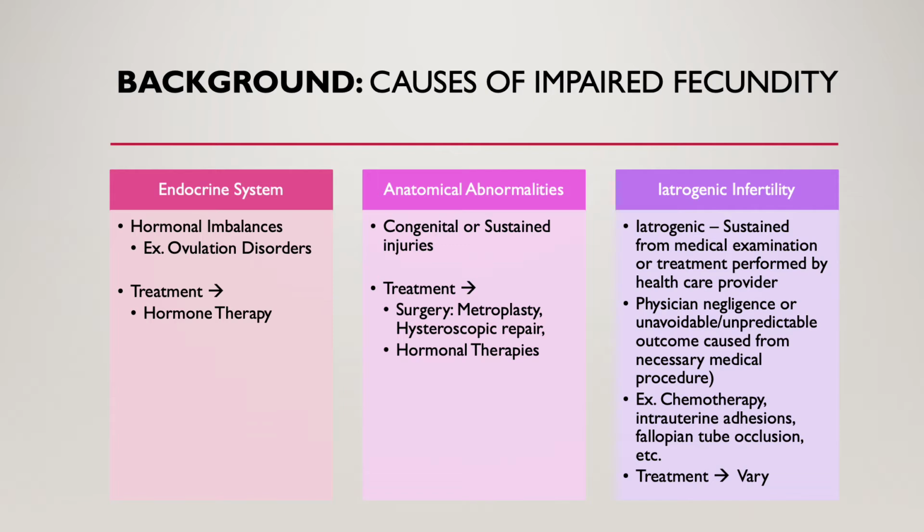Anatomical abnormalities encompass both congenital or sustained injuries. The treatment can either be surgical or hormonal depending on the location, the type, and the severity of the abnormality that's leading to infertility.